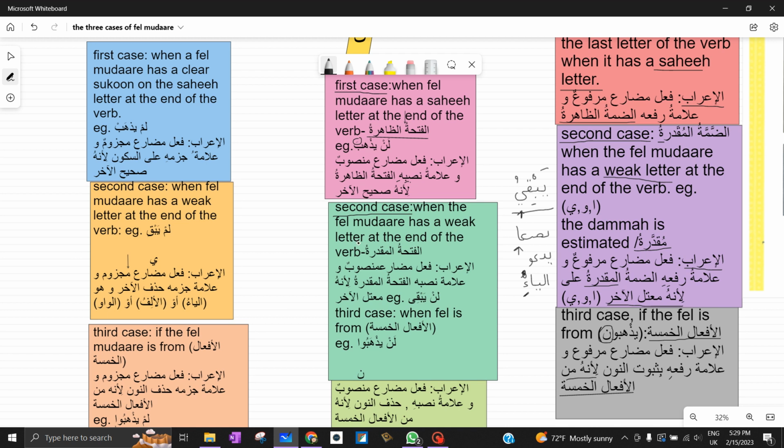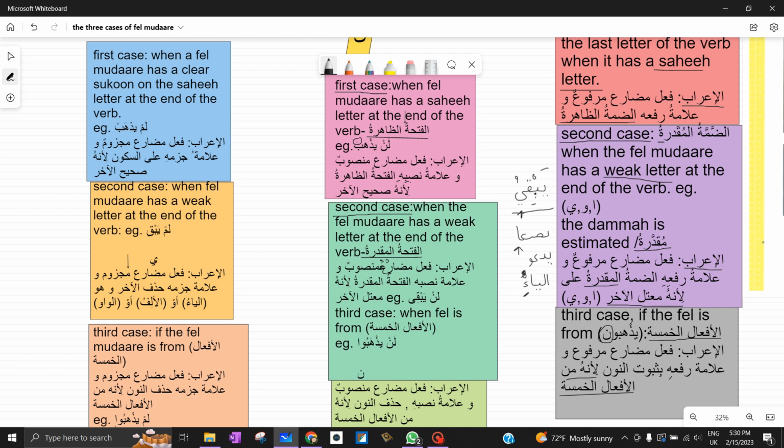The second case. When the fail mudare has a weak letter at the end of the word. That is fatha al-muqaddara. We are doing the muqaddara case. Al-i'rab, how will you do? Fail mudari'un mansubun wa alamatu nasbihi al-fathatu al-muqaddara.